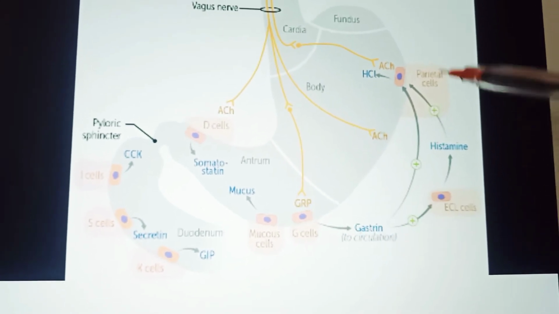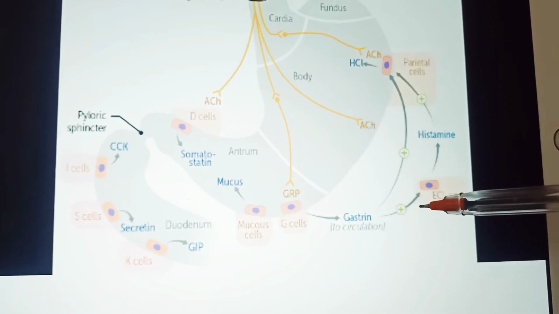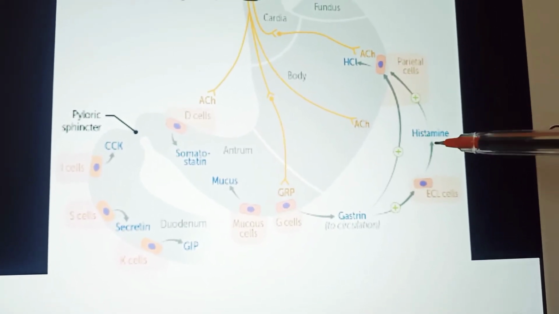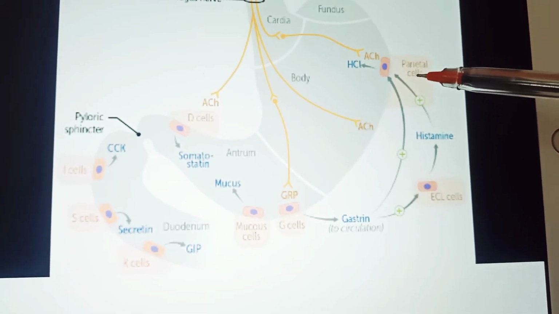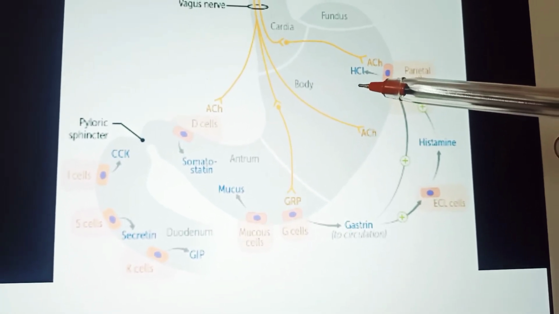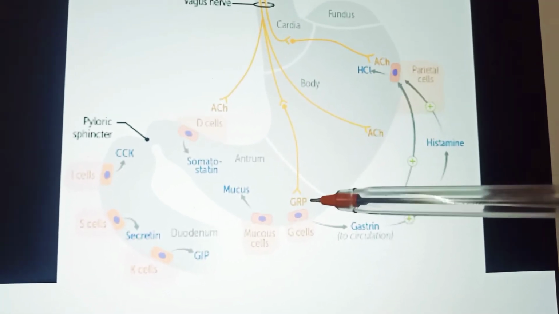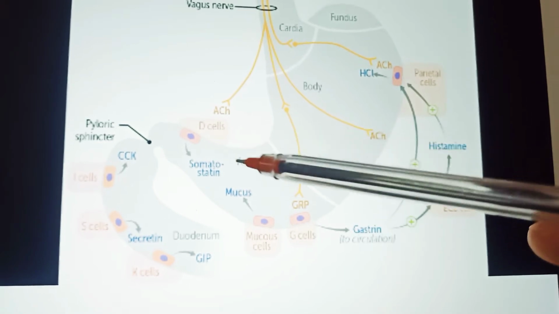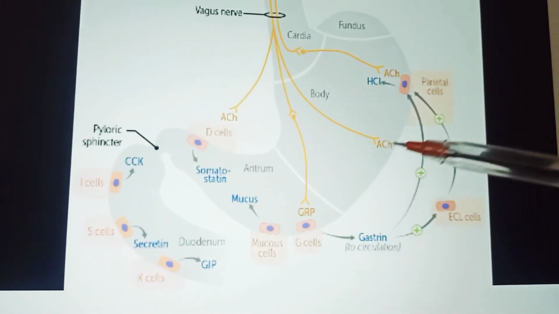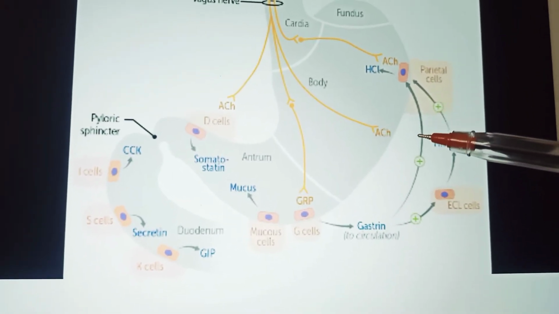So how is that happening? You can see the G cells will activate the gastrin, and this gastrin will activate the ECL cells, and these ECL cells in turn will form histamine, and this histamine will act on the parietal cells which are present in the body of the stomach, and that will lead to release of HCl. So this is how acid is produced in the stomach when G cells in the antrum are getting activated. And also this will lead to increase in growth of gastric mucosa and also increase gastric motility.